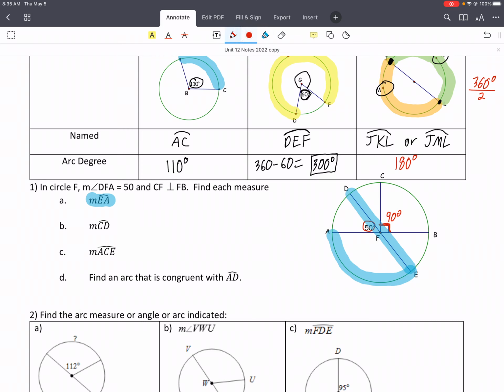So this total here should be 180, but we only have 50, so what we can do is take 180 minus 50, and that gives us 130 degrees. So that means that the measure of MEA is 130 degrees.